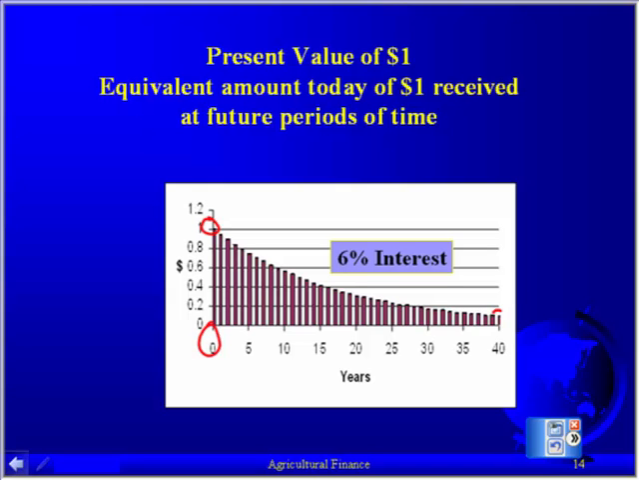Notice that $1 40 years from now, in today's dollars, is only worth about a dime, because there's 40 years that you don't have access or use of that dollar. You'd only give me a dime today for the promise of $1 40 years from now. And at a 6% interest rate, that dime over 40 years would grow into $1. So you have that same concept of indifference.